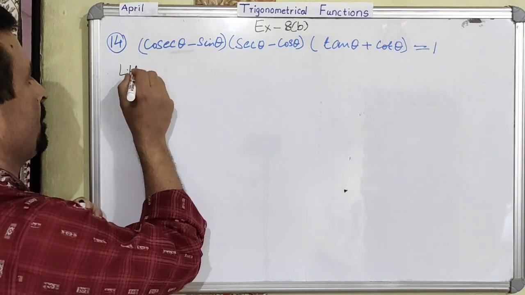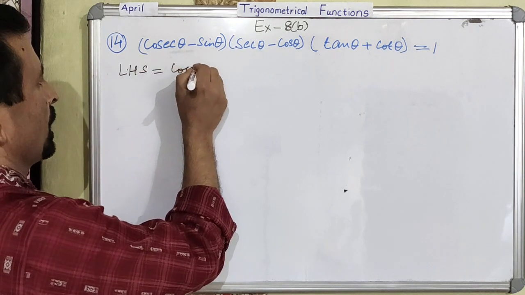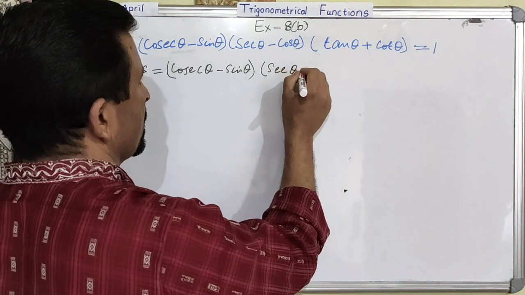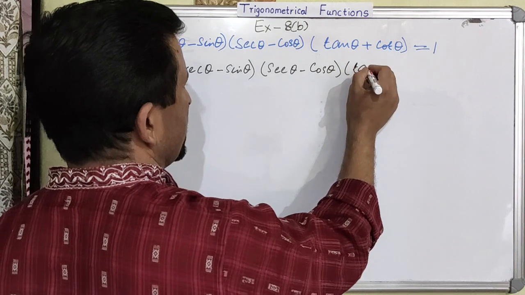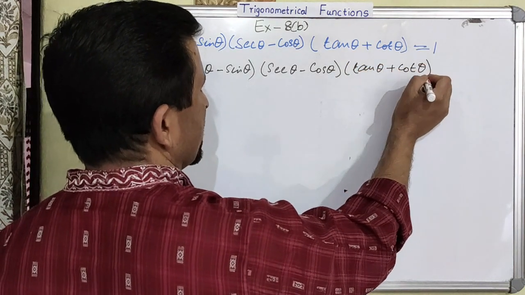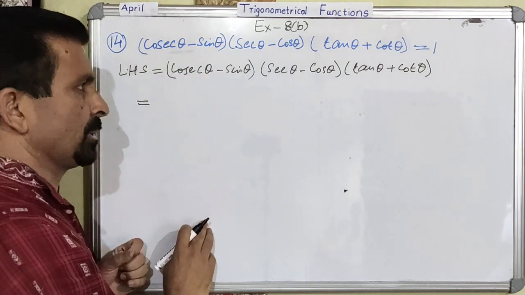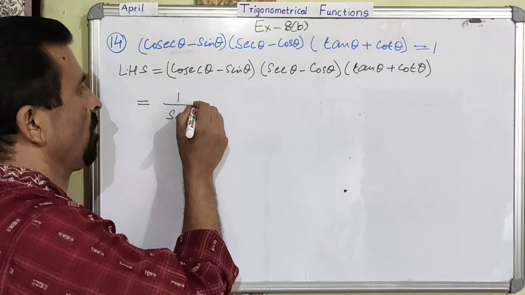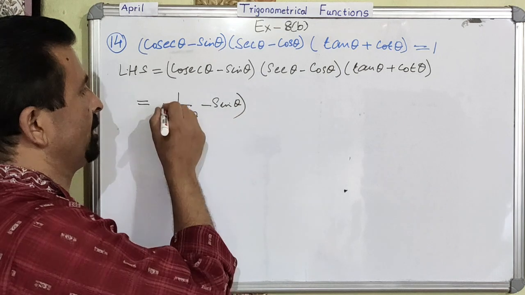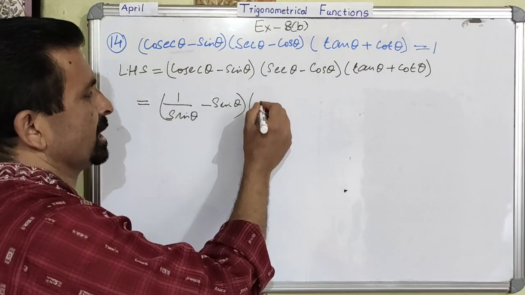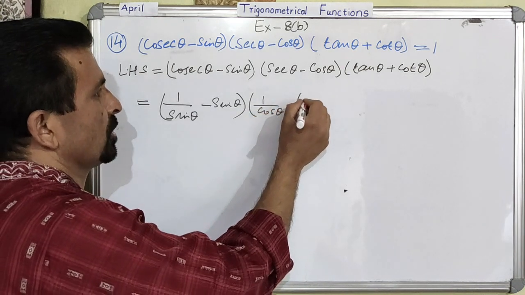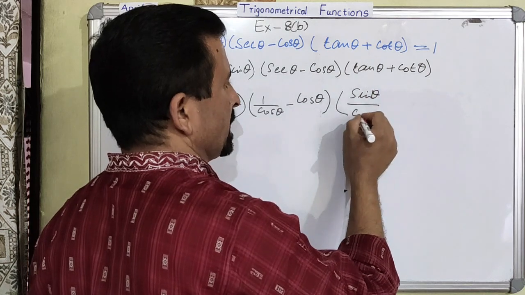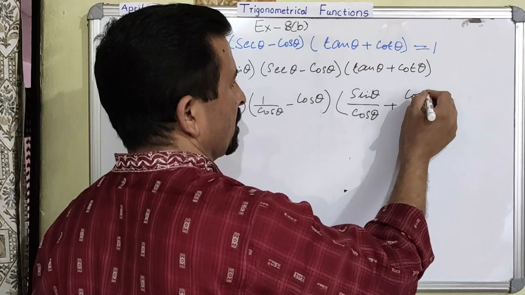LHS, one step, just repeat: cosec theta minus sin theta, sec theta minus cos theta, and then tan theta plus cot theta. First step, I am just rewriting the left hand side. Next step, whichever part is possible, we will write in the fundamental trigonometrical ratios. So for cosec theta, we can write this as 1 over sin theta minus sin theta as it is, because it is already a fundamental trigonometrical ratio. This is the reciprocal of cos theta, so 1 over cos theta minus cos theta, right? This third bracket we can write as sin theta over cos theta plus cos theta over sin theta.